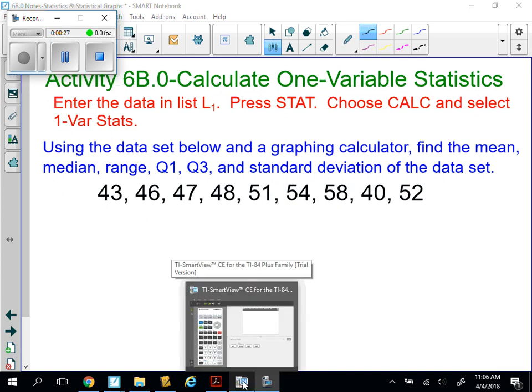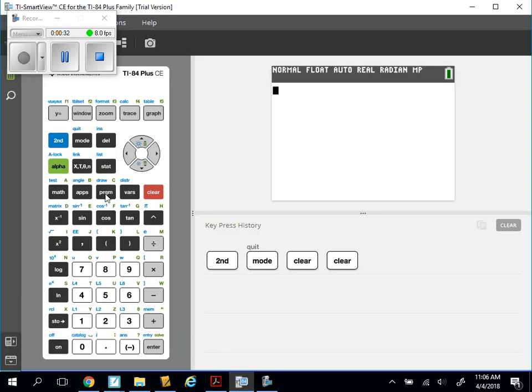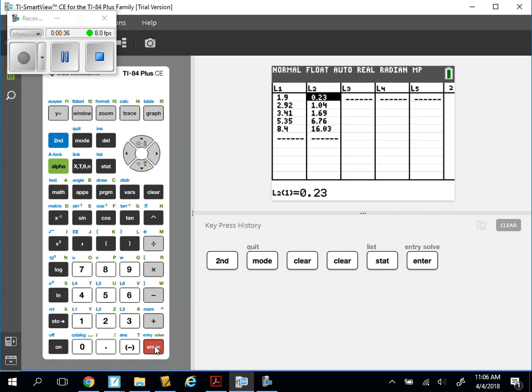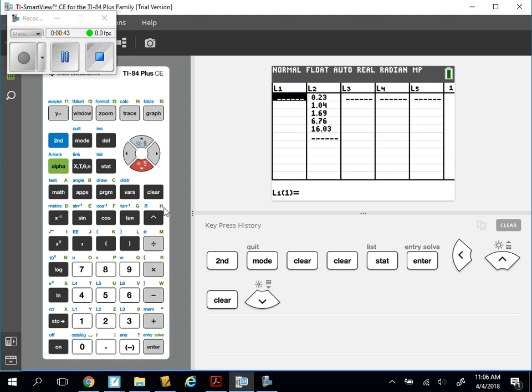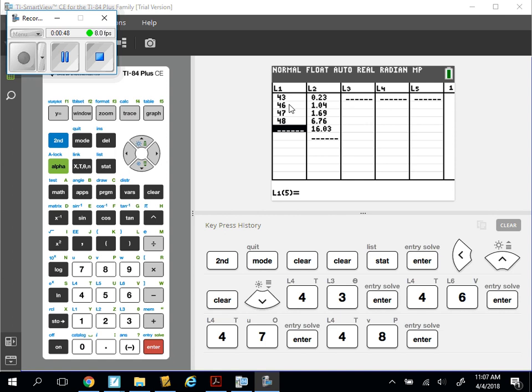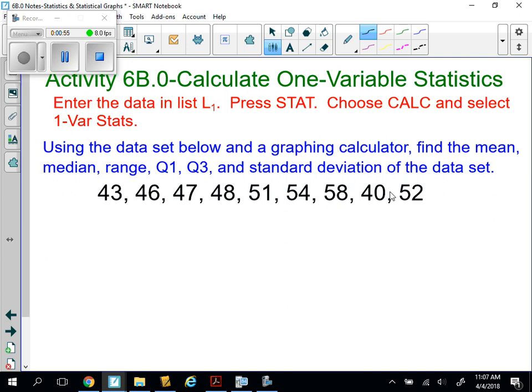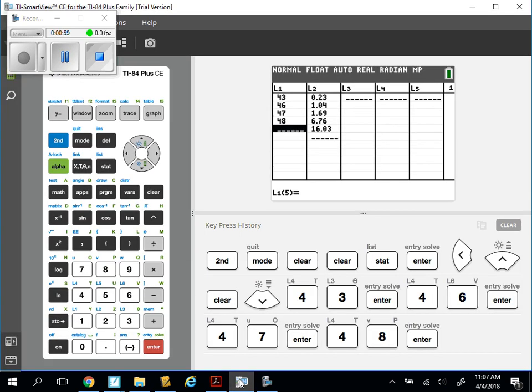So what we're going to do first, as it says here in the red, enter the data in list L1. So you're going to go to Stat, press Edit, and here you want to make sure that your numbers are in L1. So I'm going to clear this information, and I'm going to put in the information here. Now your points, unlike what we had to do before, do not have to be in order. So all I am doing here is putting what I have exactly here into my L1. That's all you need to do.